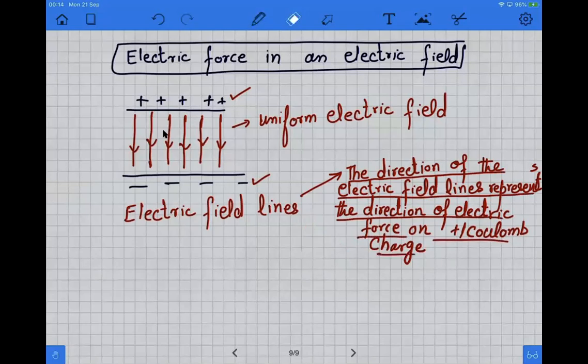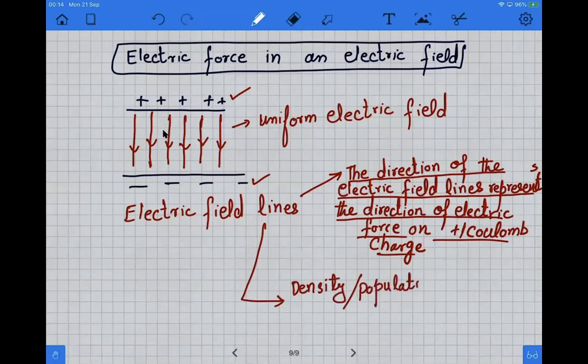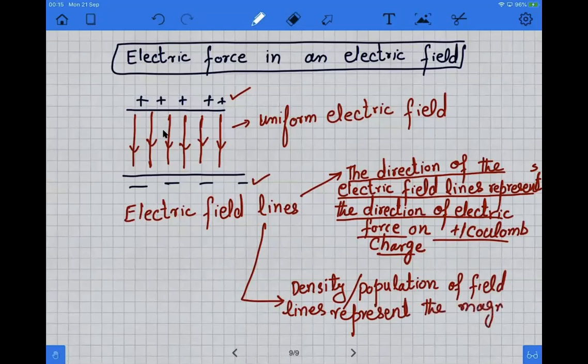And the second thing that they represent is the density or population, or you can call that spacing between field lines. So density or population of field lines represent the magnitude of electric force. So these are the two things that you must know.